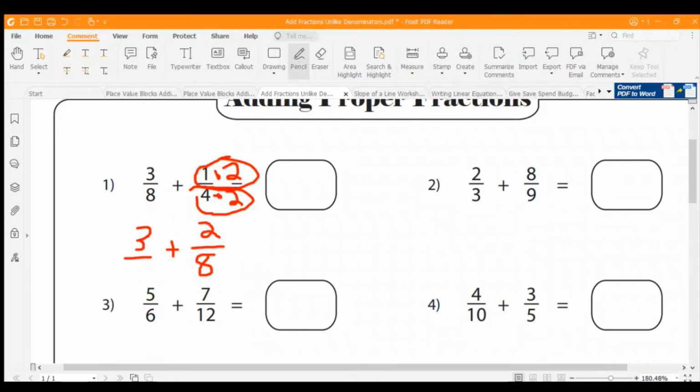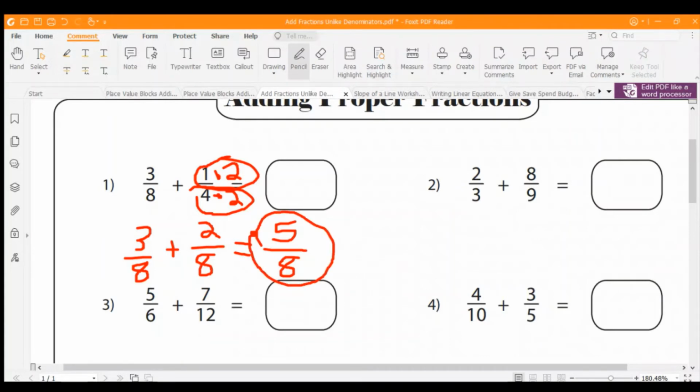So we just keep the first fraction the way it is. The other one, we did it by a multiplier of 2. Got what's called an equivalent fraction, and now that the denominators are the same, we can keep the denominator as 8, but we add the numerators. 3 plus 2 is 5, so there's our answer, 5 out of 8, okay?